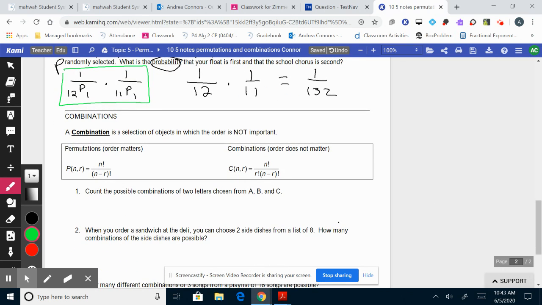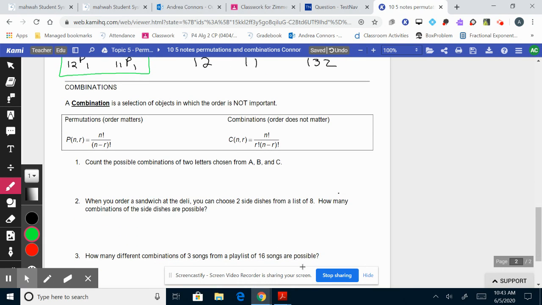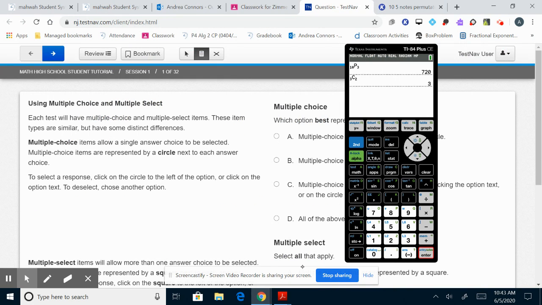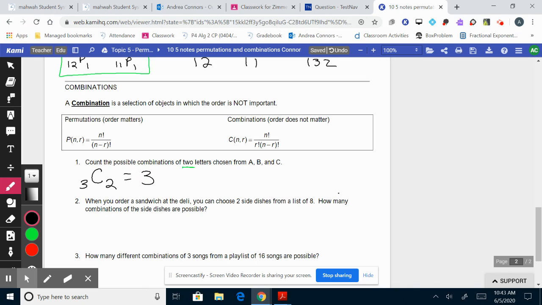So down here, a combination is a selection of objects in which order is not important. So count the possible combinations of 2 letters chosen from A, B, and C. You have 3 possible letters and you're choosing 2. And again, you can use your calculator. So 3, math, go to probability, choose 2, which would be 3. So that's your answer. You can also use the formula here.